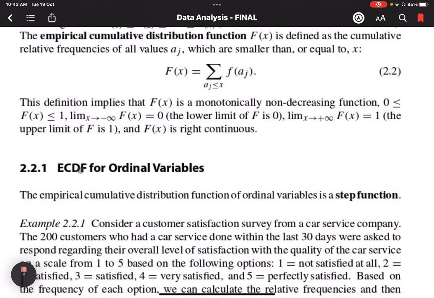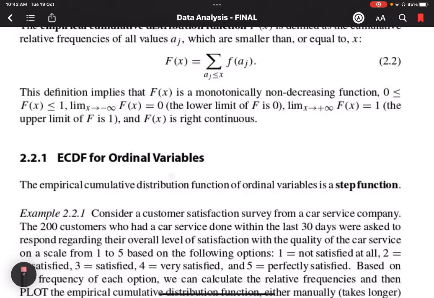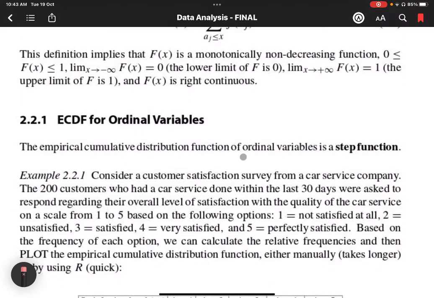Let's go now with the ECDF for ordinal variables. The empirical cumulative distribution function of ordinal variables is a step function. So, anong ibig sabihin ng ordinal variables? Again, sa prelim, remember, ang ordinal is any data which can be ordered but their difference doesn't mean anything, no? So, ibig sabihin nun, kahit i-minus natin sila, no? Or pag-compare, we cannot analyze it with those procedures, no? We can only order them, no?